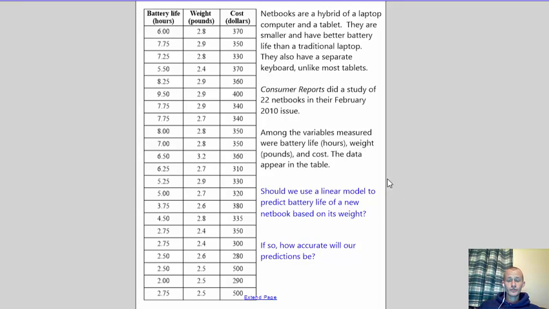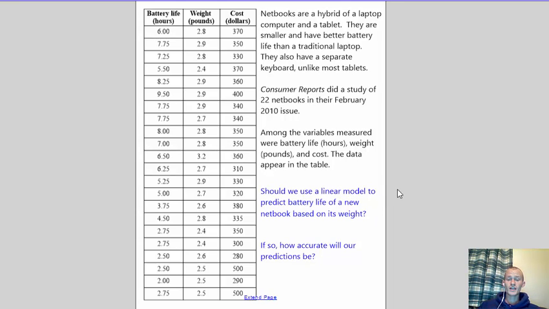Down here in blue, I have the two questions that are highlighted at the bottom of the page. Should we use a linear model to predict battery life of a new netbook based on its weight? And if so, how accurate will our predictions be? The first thing we need to do is identify our x and our y, our explanatory and response variables.